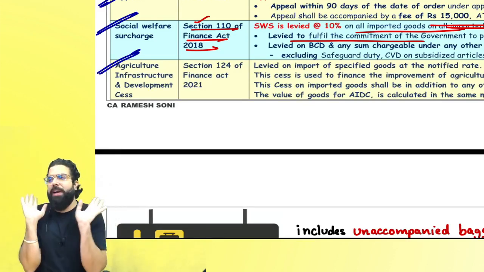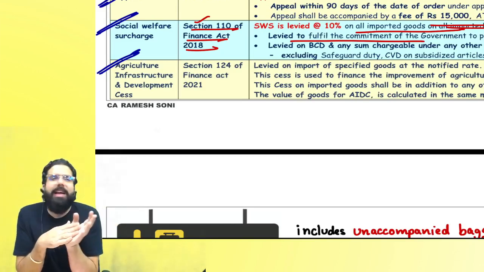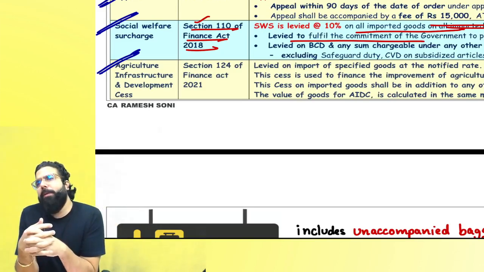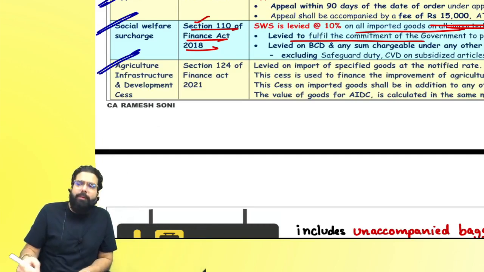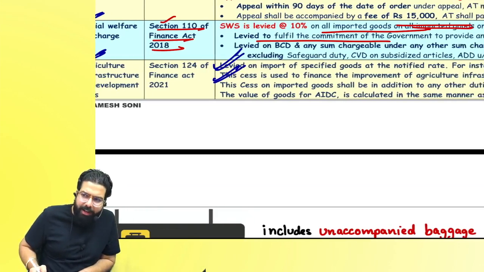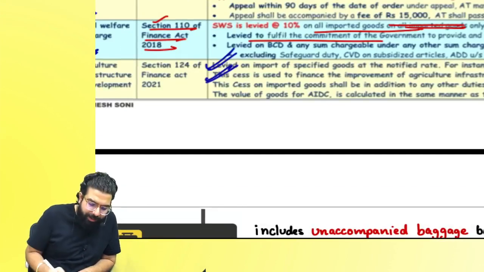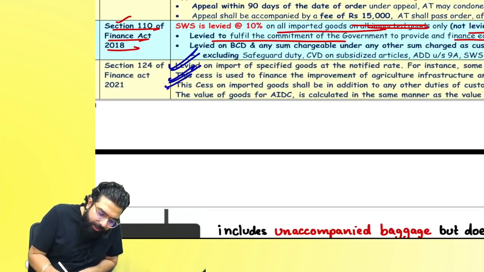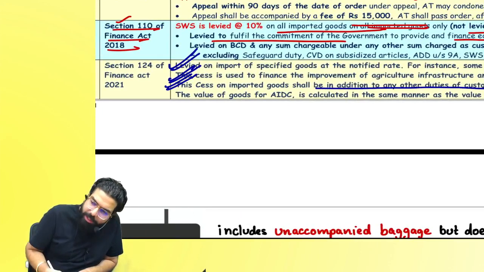On specified goods at the notified rate, like kabli chana, gold, etc., the government will charge what? Agriculture, Infrastructure and Development cess. This cess will be used for financing the development of agriculture and the development needs of agriculture. And this cess is also in addition to other duties of customs.